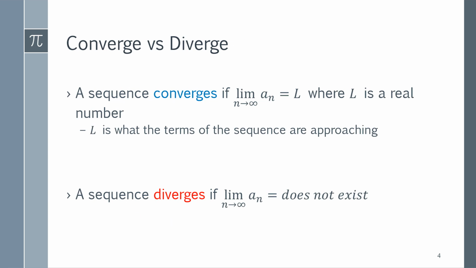Now, with sequences, sequences will converge or diverge. If, as I go out an infinite number of terms in the sequence, the terms themselves are approaching a real number, then my sequence converges. If, as I go out an infinite number of terms, the terms are not approaching a real number, either because they're bouncing around between different numbers, they're going off to one of the infinities, etc., then I would say the sequence diverges.